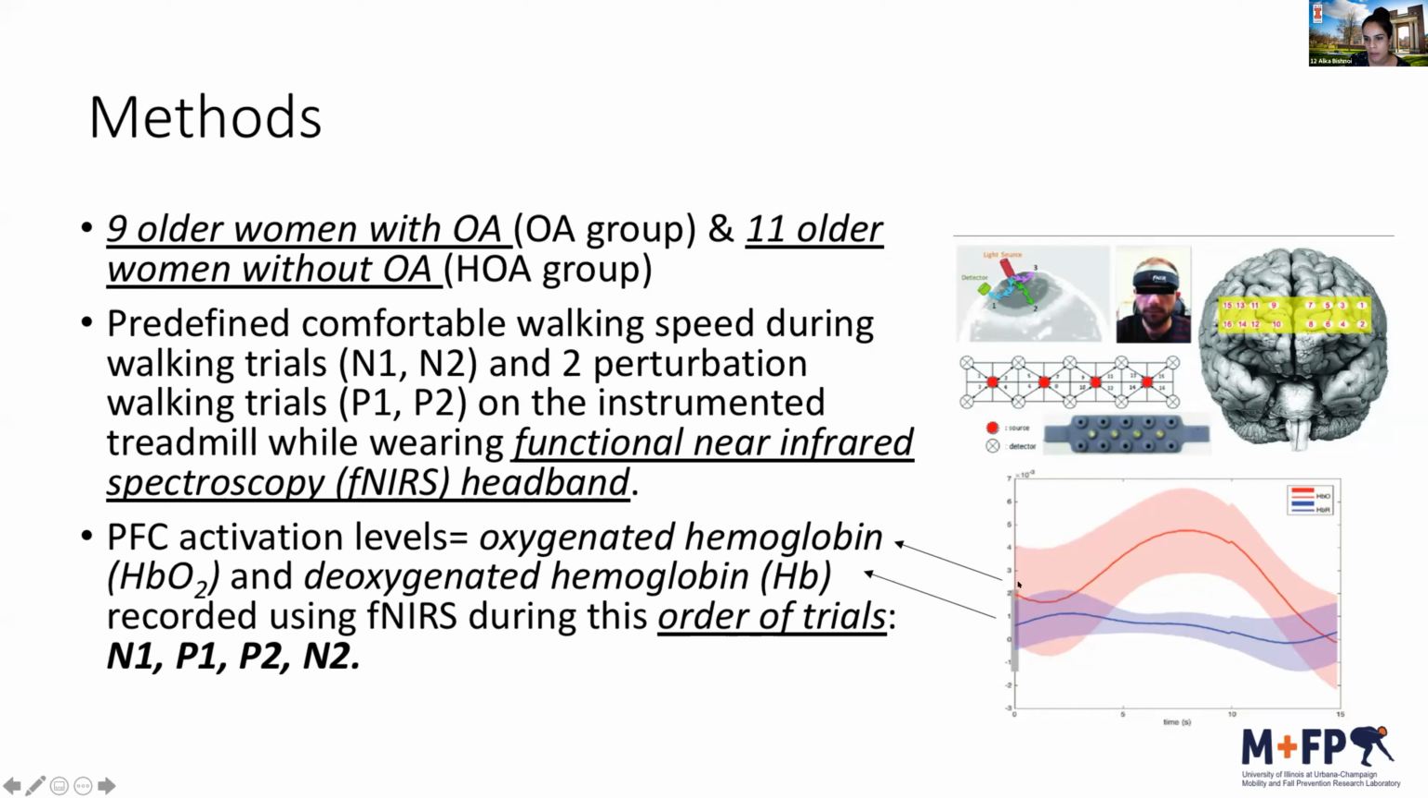This is the normal process: mostly during walking or any activity, the oxygenated hemoglobin will rise and deoxygenated hemoglobin will go down. That means there is an increase in PFC activation. And this was recorded during their walking trials. So the order of trials was N1, the normal walking, then the first perturbation P1, then the second perturbation P2, and then normal walking 2.